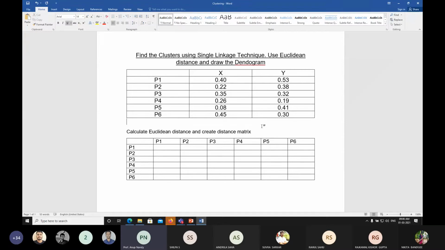Now in a dendrogram you could find a leaf. A leaf means an individual cluster, and at the root you have one cluster. The example that I have already shown, I have drawn it in Paint also, so you have seen what the dendrogram looks like.